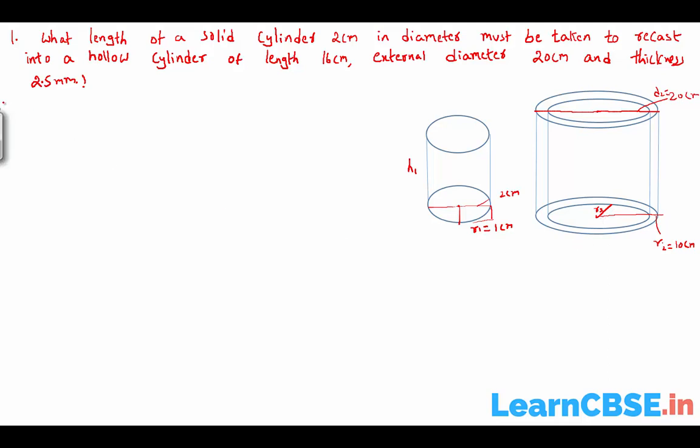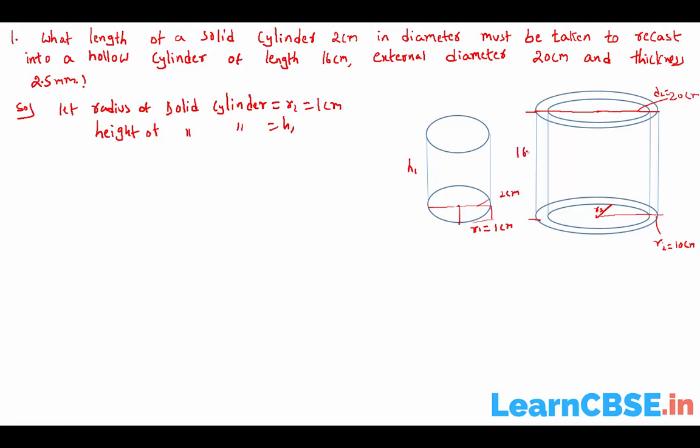So now we have to get, let the radius of the first cylinder or solid cylinder be r1, that equals 1 centimeter, and the height of the solid cylinder be h1. Now this height is given, 16 centimeters, this length is given 16 centimeters.